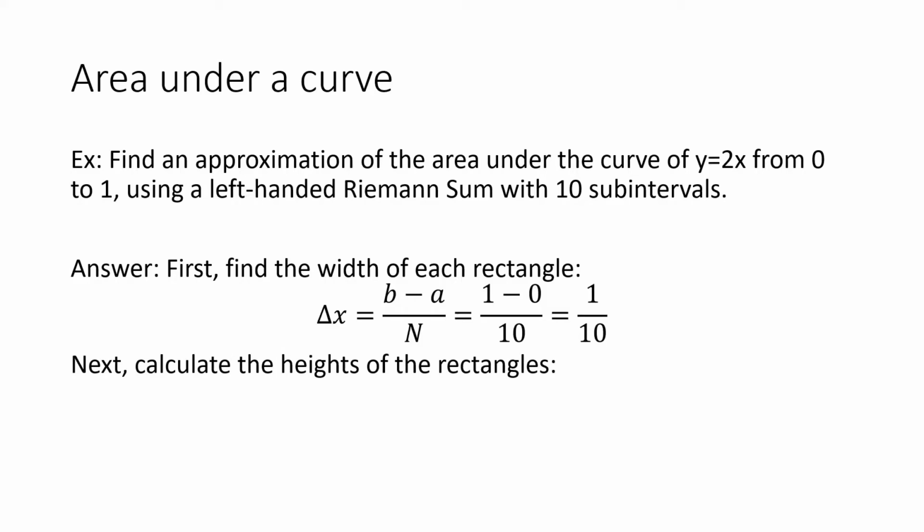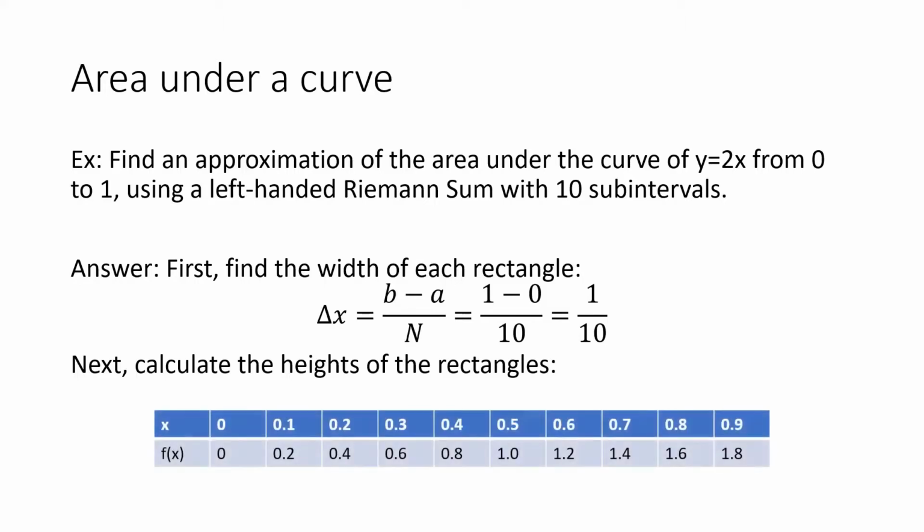Next, we're going to calculate the height of the rectangles, alright? So since it is left-handed, that means we're going to be using the leftmost value on the subinterval, alright? So we'll start the subinterval at x is equal to 0, alright? And then we'll increase the x's by the width of the rectangle, right? This intuitively makes a lot of sense.